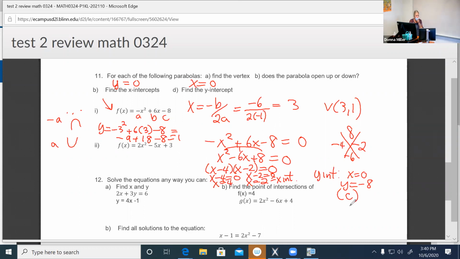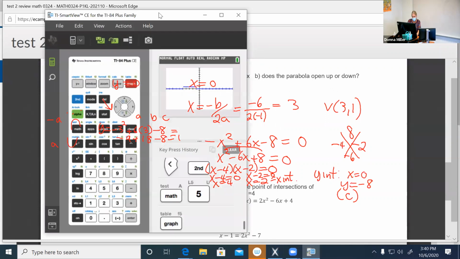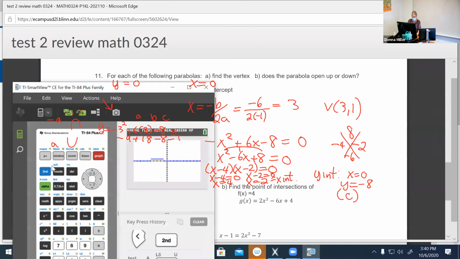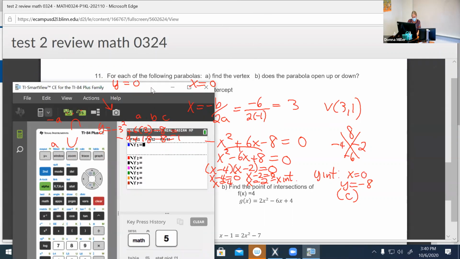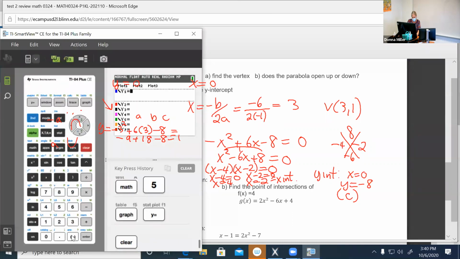Okay. Now, I can also just graph this. I'm going to walk through that with you real quick just to go through the graphing end of it. So my other option is to graph this puppy. All right. -x squared plus 6x minus 8. Y equals, clear this out. Put it up here. -x squared plus 6x.